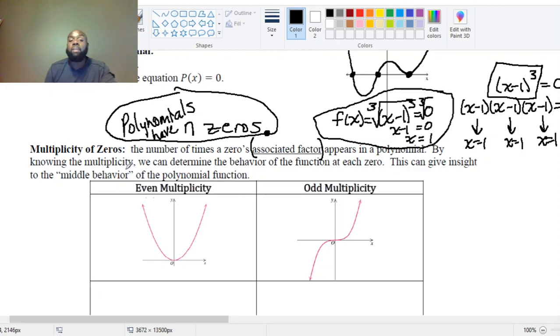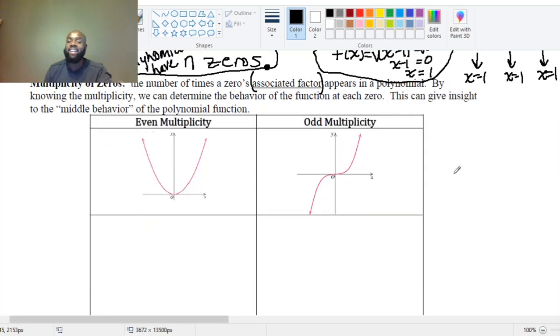By knowing the multiplicity, we can determine the behavior of the function at each 0. It's going to tell us whether our graph is going to cross the x-axis or just touch the x-axis at that 0. And just as we've had the parent functions before, f of x equals x squared once again is our parent function here, and f of x equals x cubed is our parent function here. It's going to tell us about the multiplicity of our 0.